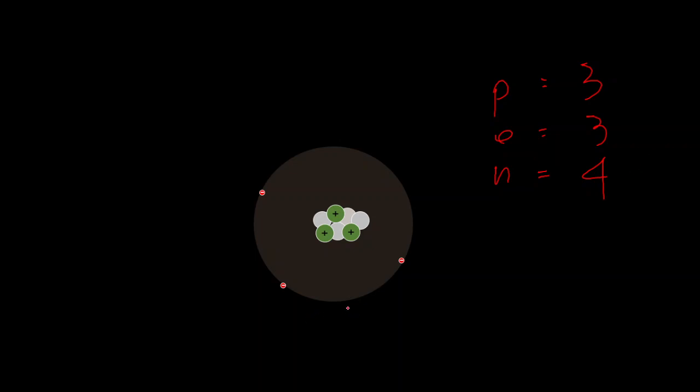So we have 3 protons, it means positive 3, and 3 electrons, it means negative 3. Positive 3 plus negative 3 is equal to 0. So right now, this atom is neutral. Neutral means no charge, or the charge is 0. Okay. What if this atom loses an electron?